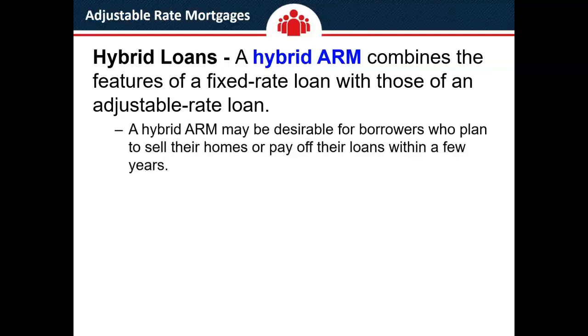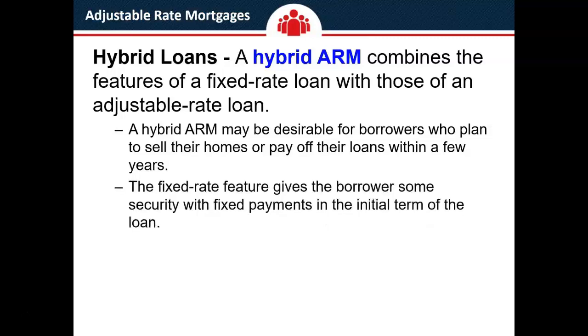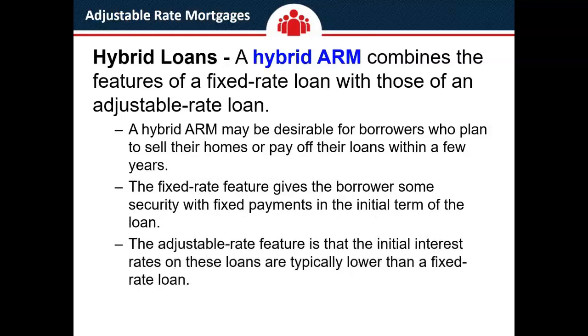A hybrid ARM may be desirable for borrowers who plan to sell their home or pay their loan off in a few years, because it starts with a lower payment normally, which is the adjustable, but then it's going to convert to fixed. The fixed feature gives the borrower some security with a fixed payment in the initial terms of the loan. The adjustable rate feature and the initial interest rate on these loans are typically lower than what's on the normal fixed rate.